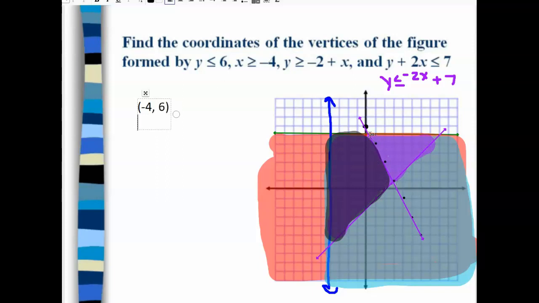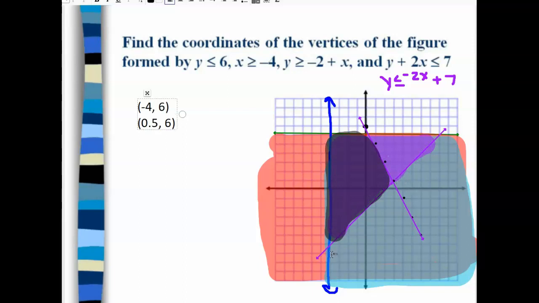We have another coordinate here where the black, or the y less than or equal to negative 2x plus 7, intersects the y less than or equal to 6. So that coordinate appears to be at 0.5, comma, and again, the y value is 6. You could check that by plugging in 0.5 to the purple equation. So negative 2 times a half is negative 1. Negative 1 plus 7 is 6, so we know we got that right.